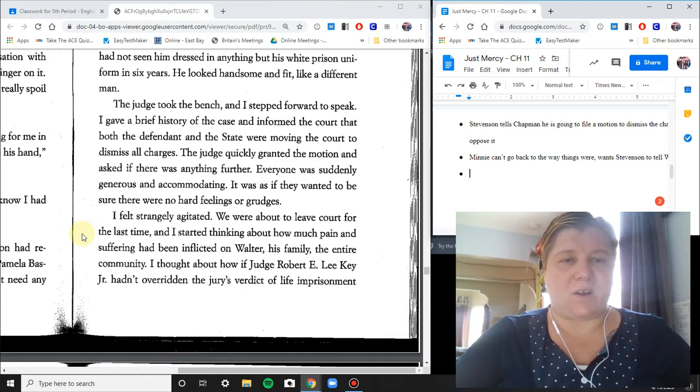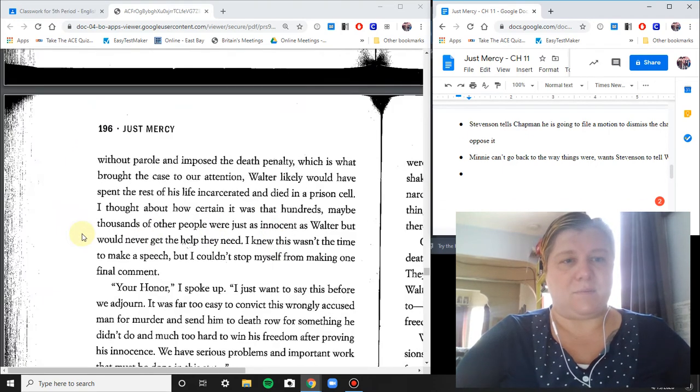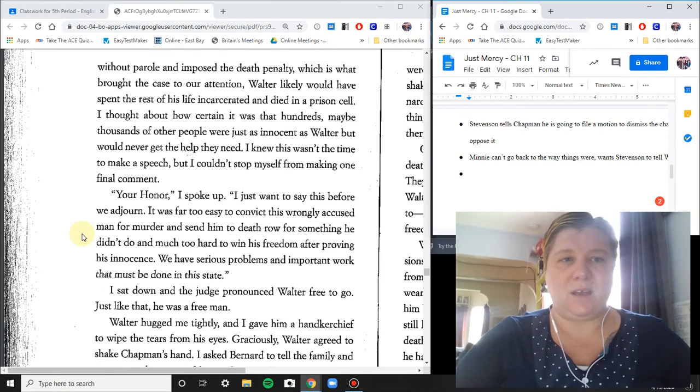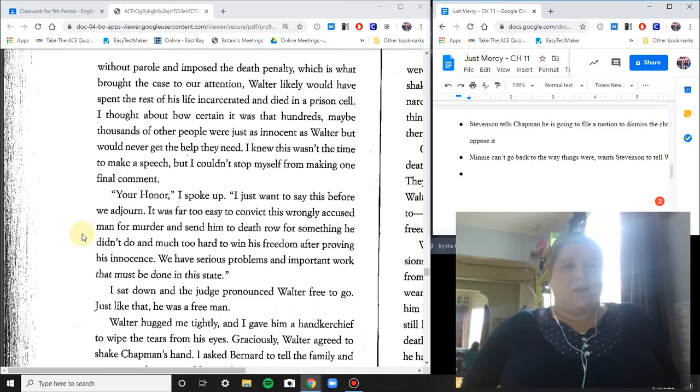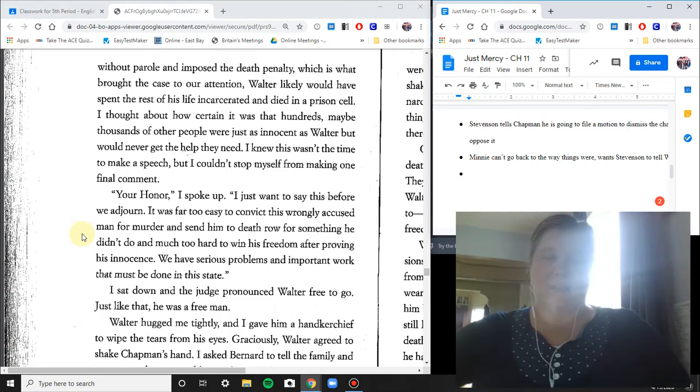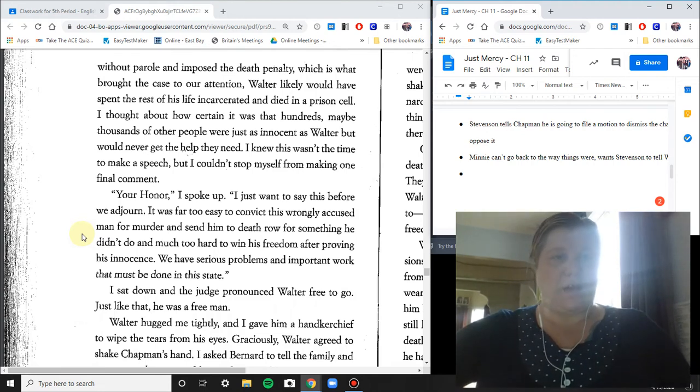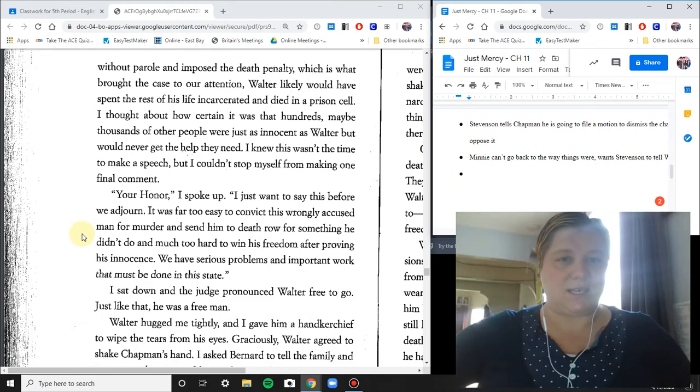I felt strangely agitated. We were about to leave court for the last time, and I started thinking about how much pain and suffering had been inflicted on Walter, his family, the entire community. I thought about how, if Judge Robert E. Leakey Jr. hadn't overwritten the jury's verdict of life imprisonment without parole and imposed the death penalty, which is what brought the case to our attention, Walter likely wouldn't have spent the rest of his life incarcerated and died in a prison cell. I thought about how certain it was that hundreds, maybe thousands of other people were just as innocent as Walter, but would never get the help they need.